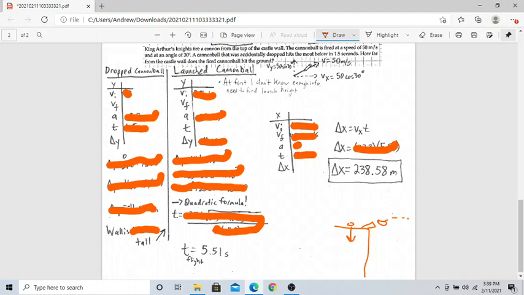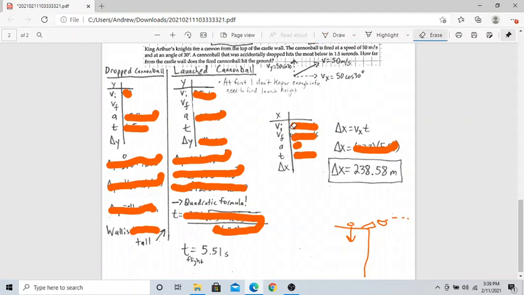Once you do that, we can start to write our charts. So the question is, how far from the castle wall does the fired cannonball hit the ground? So we want to figure out delta x, all right? So that means we need to write down an x chart. And I apologize, there's a lot of stuff going on here, but we just think about what we use to solve for certain things. So with maximum range, or how far it goes, we usually use an x chart, all right?